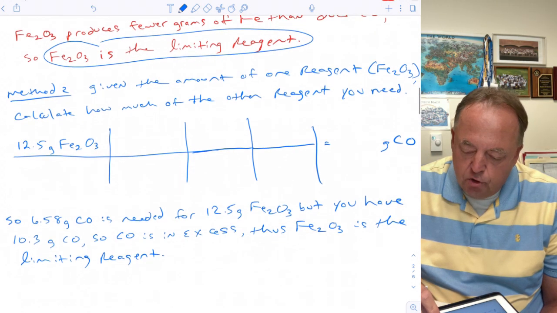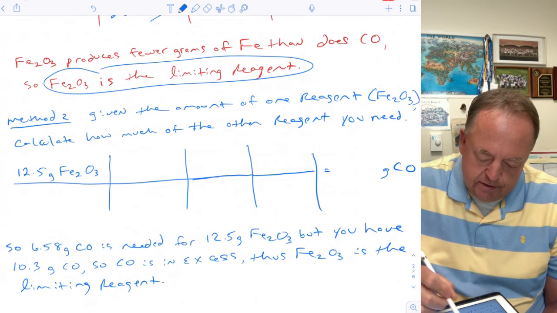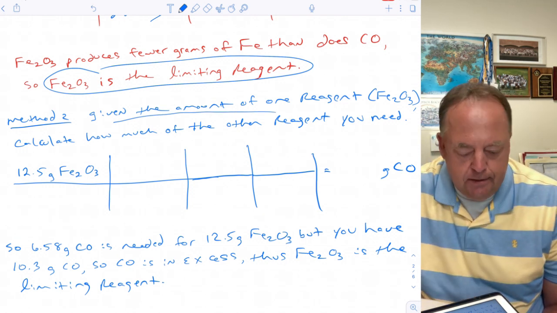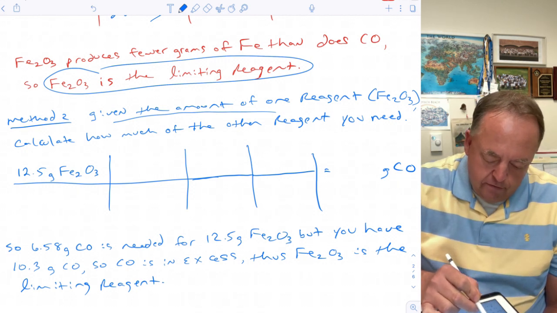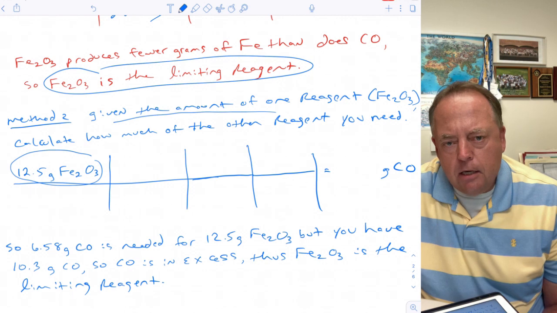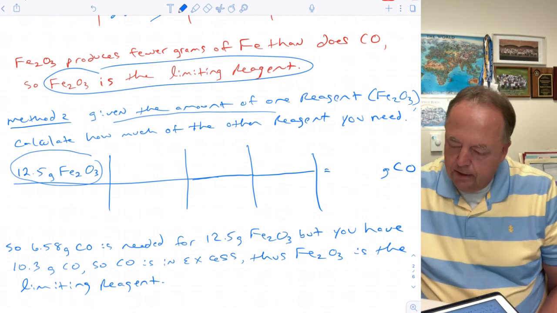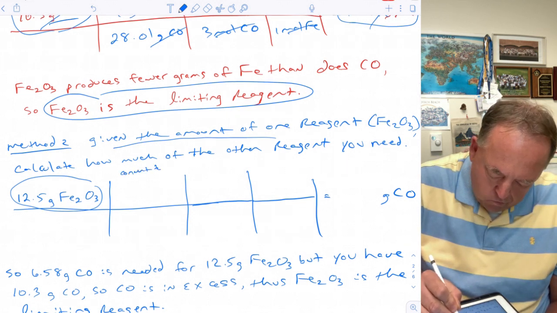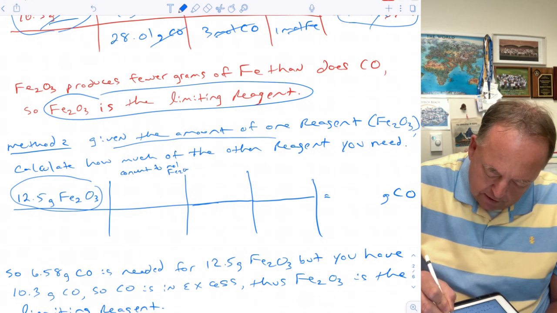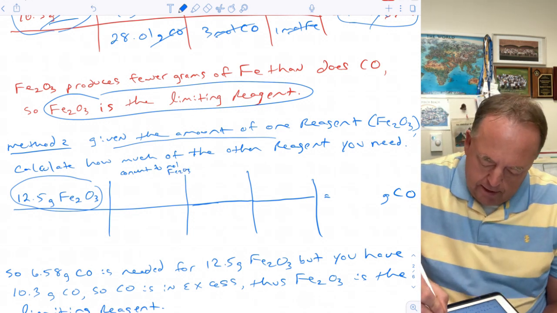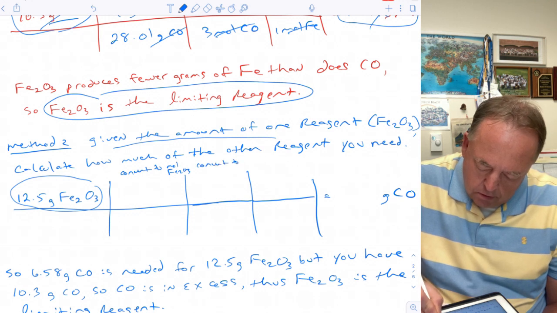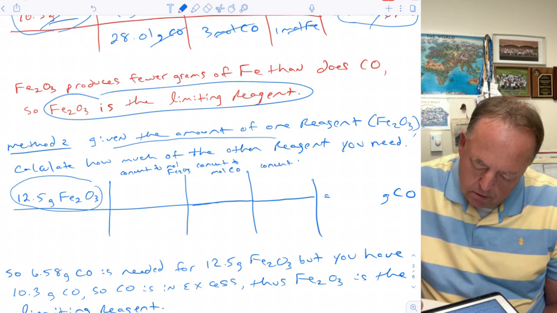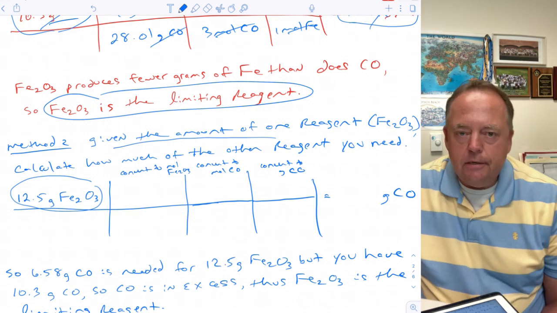Okay, so that's one method to determine limiting reagent. The other method is, given the amount of one starting material, calculate how much of the other you need. So if we started with 12.5 grams of iron 3 oxide, how much carbon monoxide would you need to do this reaction? So to do that, we're going to convert to moles of iron 3 oxide, and then we're going to convert to moles of carbon monoxide, and then we're going to convert to grams of carbon monoxide, right?